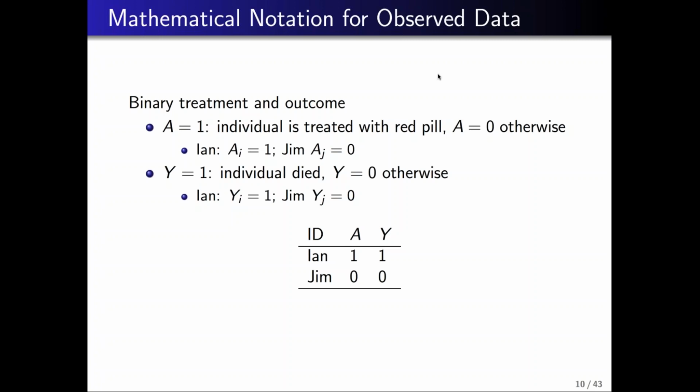Ian was observed to take the red pill, and Ian died 5 days later, so his Y_I is 1. And Jim did not take the red pill, and 5 days later he was alive, so Y_J is 0. So in terms of the observed data, we can make a little table for Ian and Jim, summarized at the bottom of the page. Ian has A equals 1, he took the red pill and he died, and Jim did not take the red pill, so his A is 0, and he lived, and so his Y is 0.